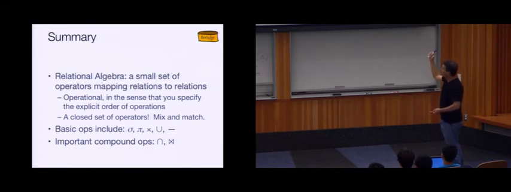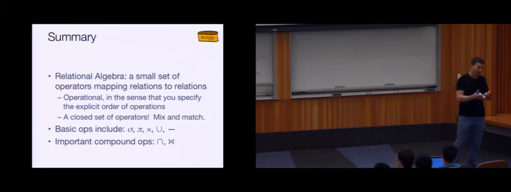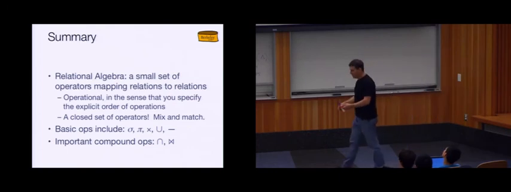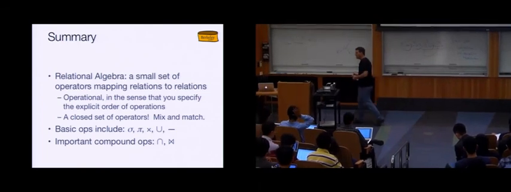It is a closed set of operators. So it's relations in and relations out, and you can mix and match and construct these sentences out of it. There's 5 basic operators and a couple natural compound operators, and set minus is the only thing that's non-monotonic. So I think that's everything you need to know about the relational algebra.